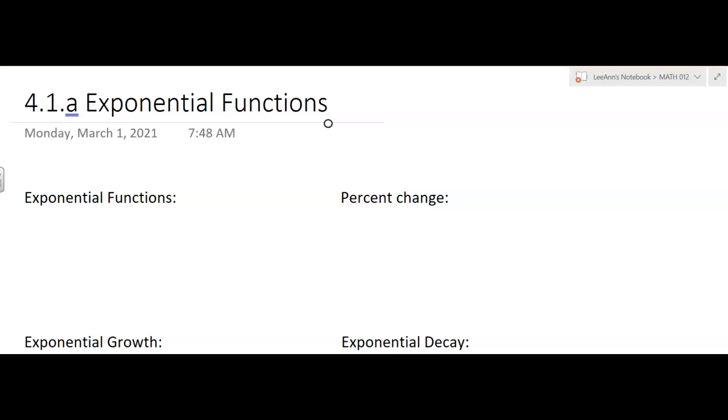So in this chapter, we're going to be working on exponential functions and logarithmic functions. In 4.1, we're going to talk about exponential functions.